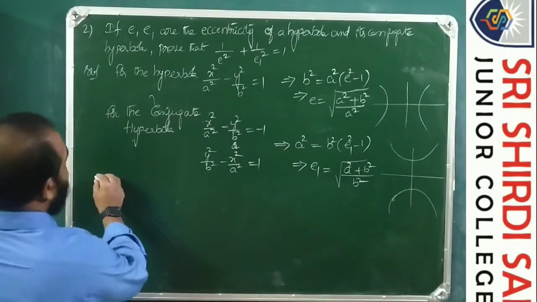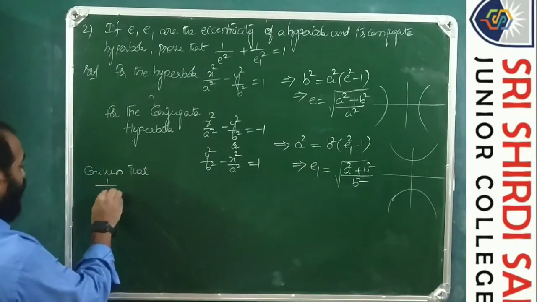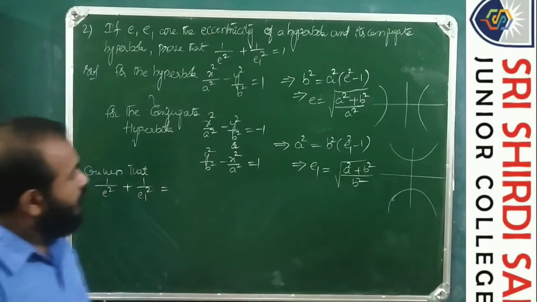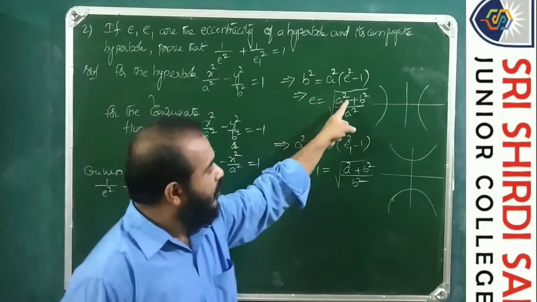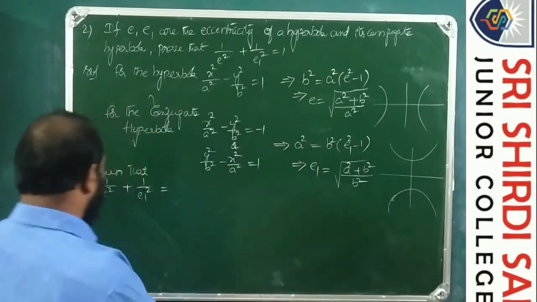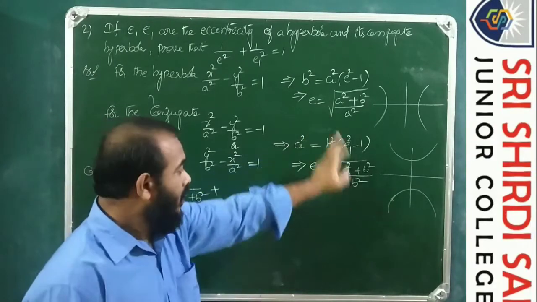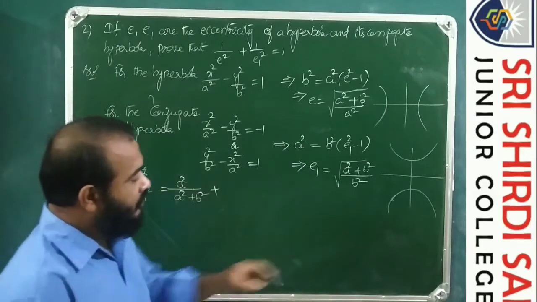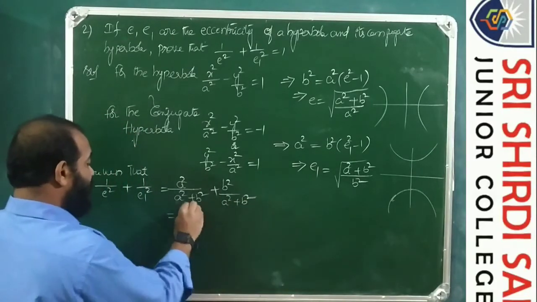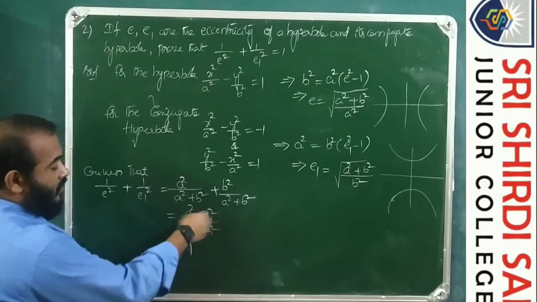Now, given that 1 by e square plus 1 by e1 square, e is this, e square is the square and the root gets eliminated, and 1 by e square is the fraction reversed. This is a square by a square plus b square, and 1 by e1 square is b square by a square plus b square. So this is a square plus b square by a square plus b square, which equals 1.